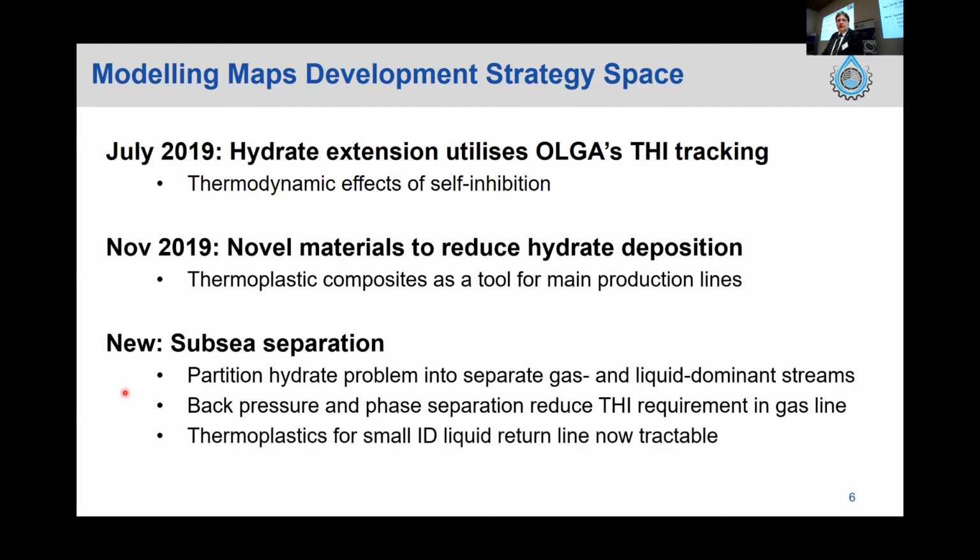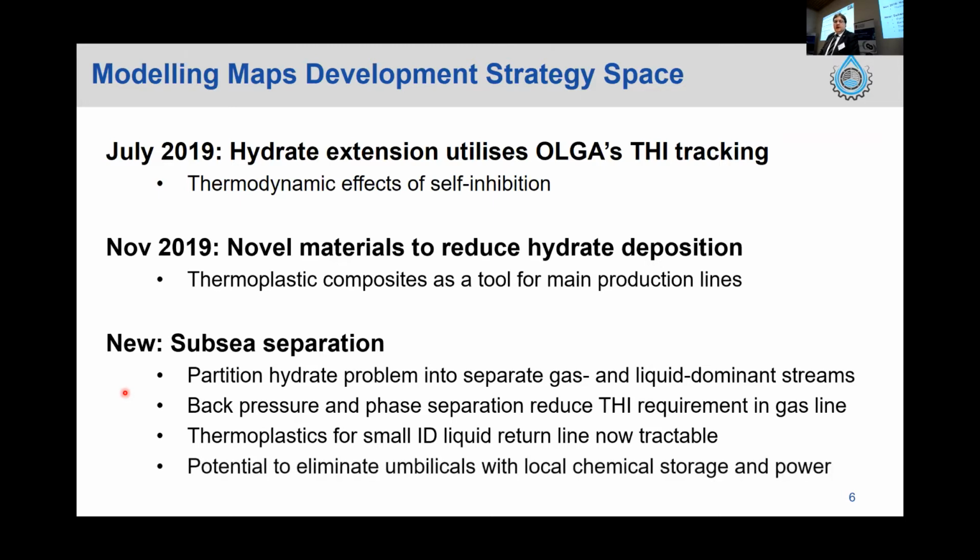In the liquid line, where previously we talked about main production lines, we're now talking about these much smaller liquid umbilicals on the order of a few inches, maybe up to 4 inches. And this is now tractable because this is where the technology actually is at the moment. So these are things that can be deployed. And ultimately, once we start combining these different technologies, we can, again, get at this potential to eliminate MEG umbilicals, power umbilicals, these sorts of things. So we can simplify our systems quite substantially.